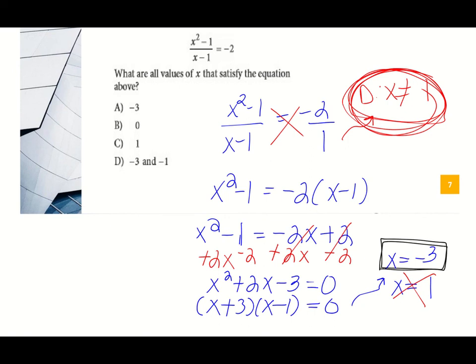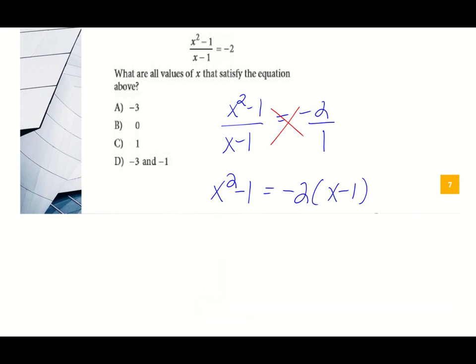And when I plug that in, I should see that it works. So that gives me the answer of A, -3. Because D isn't right, C isn't right, that was our extraneous solution, and B doesn't work either. So that is solving rational equations if we have a proportion.